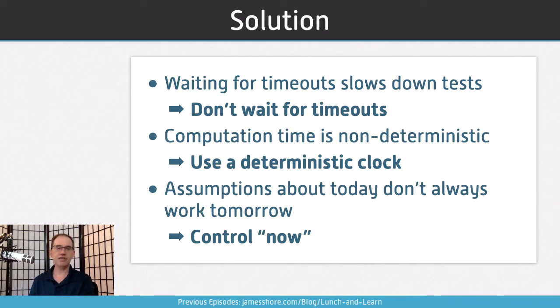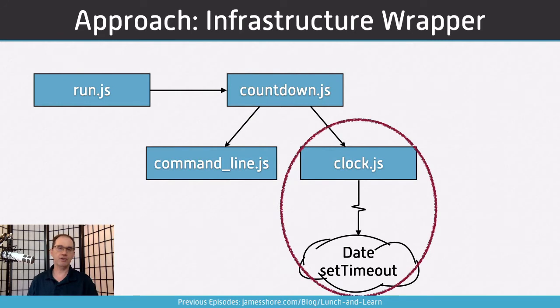Specifically, the way we're going to do this is with an old standby: infrastructure wrappers. If you've been watching the show, you know that we've covered this before. If you haven't, you can find back episodes at jamesshore.com/blog/lunchandlearn. The specific episodes I'm talking about are also referenced in the README, which you can download from GitHub. I'll share that link again in a moment. We're going to create an infrastructure wrapper for the system clock, and we're going to call it clock.js. That is going to use the globals Date and setTimeout, which in JavaScript, the language we're using today, is how you deal with the system clock.